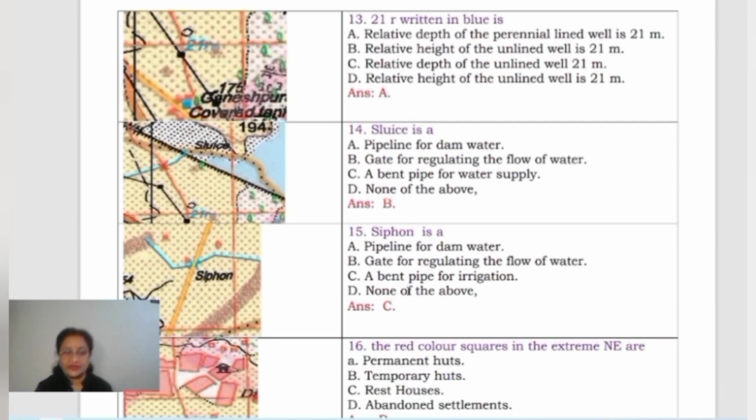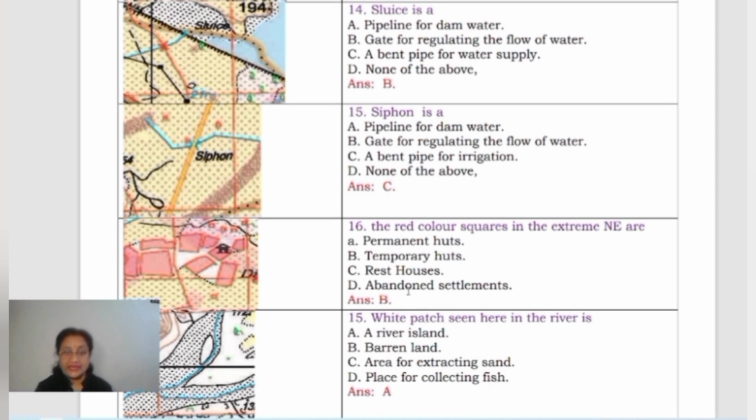Next one is siphon, right? Now what is siphon? Siphon is actually a bent pipe, mainly used for providing water to the fields for irrigation purpose. Now you can see the picture; by that you can get some idea. What are the options given?